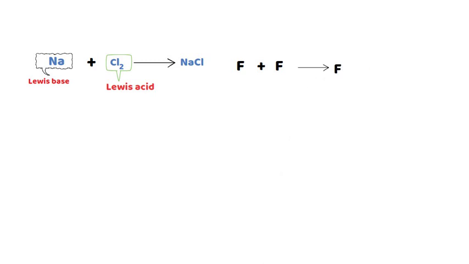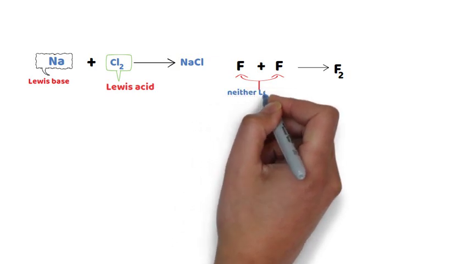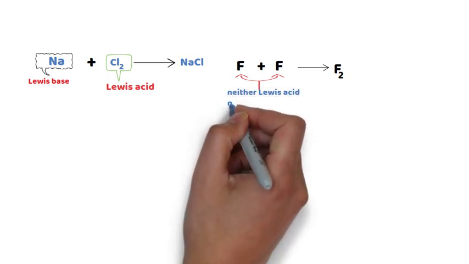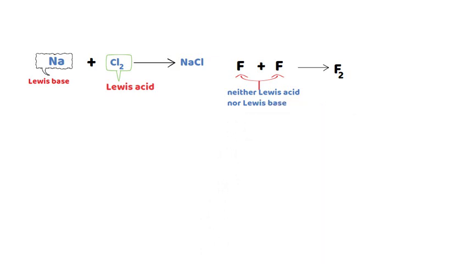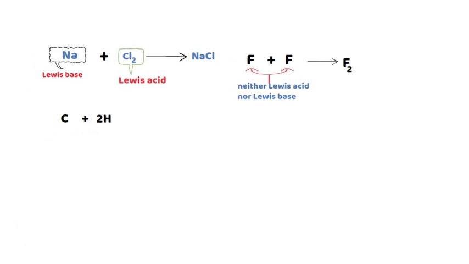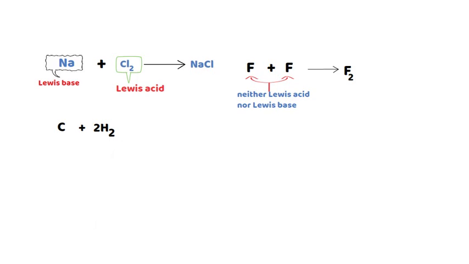The second example: a fluorine atom reacts with another fluorine atom to form a fluorine molecule. In this reaction, there is no Lewis acid and no Lewis base because each fluorine atom contributes 1 electron to make the bond. They equally share electrons, so there is no electron acceptor and no electron donor. That's why there is no Lewis acid and no Lewis base.